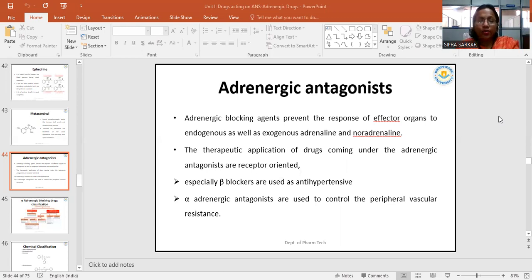the adrenergic antagonists. The therapeutic applications of the drugs coming under the adrenergic antagonists are receptor oriented. Especially beta blockers are used as antihypertensives, and there are some alpha adrenergic antagonists that are used to control the peripheral vascular resistance. That means the vascular part of the cardiovascular system will be resisted. Now, going to the next slide.